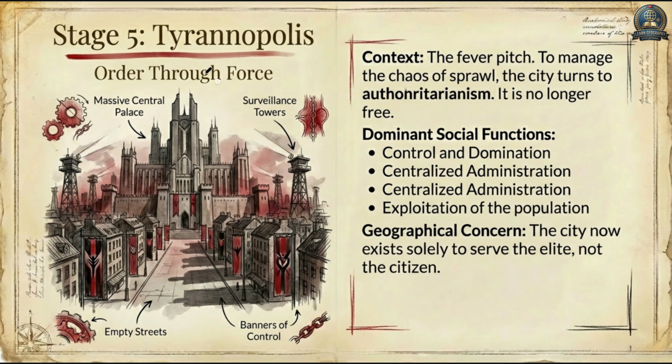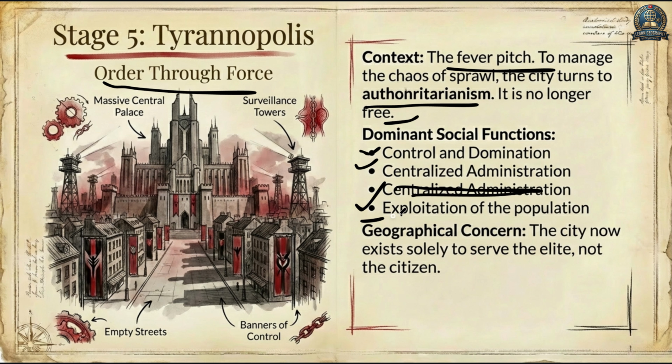Then stage 5, tyrannopolis, order through force. The fever pitch: to manage the chaos of sprawl, the city turns to authoritarianism. It is no longer free. Dominant social functions: control and domination, centralized administration, exploitation of the population. The city now exists solely to serve the elite, not the citizen. This is stage 5.